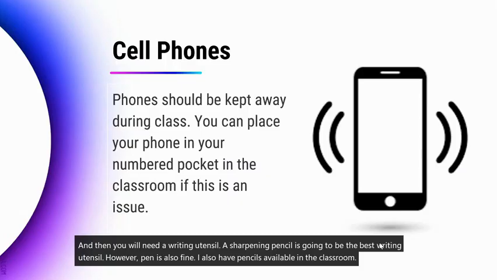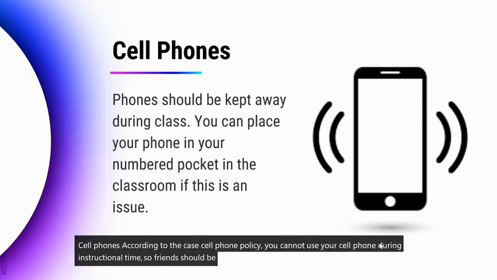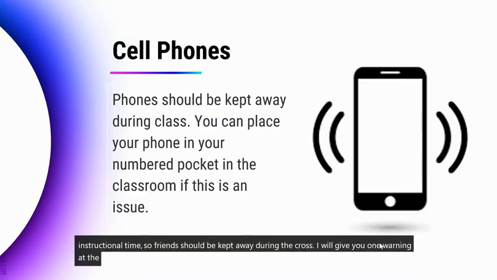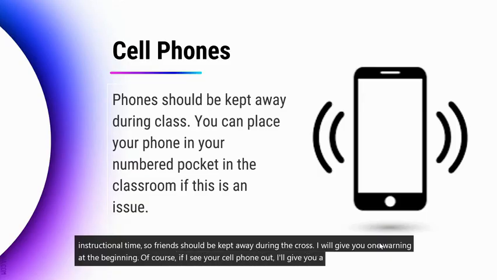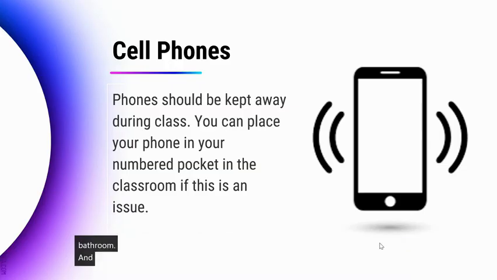Cell phones. According to the cell phone policy, you cannot use your cell phones during instructional time. So phones should be kept away during the class. I will give you one warning at the beginning of class. If I see your cell phone out, I'll give you a second warning, and then if we have to get to a third warning, I will take your cell phone and put it in the cabinet in the classroom and also call home. Anything after that will become an office referral.